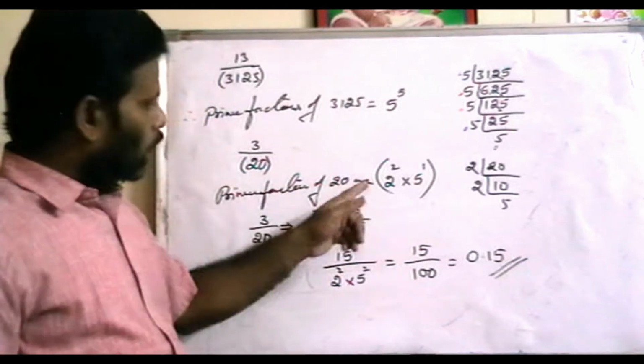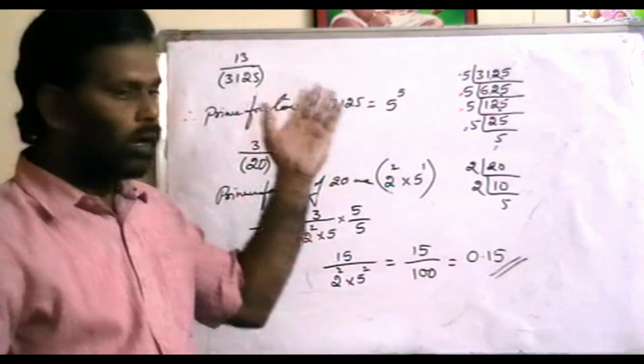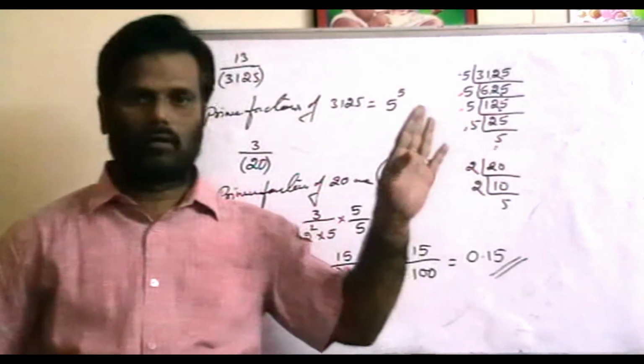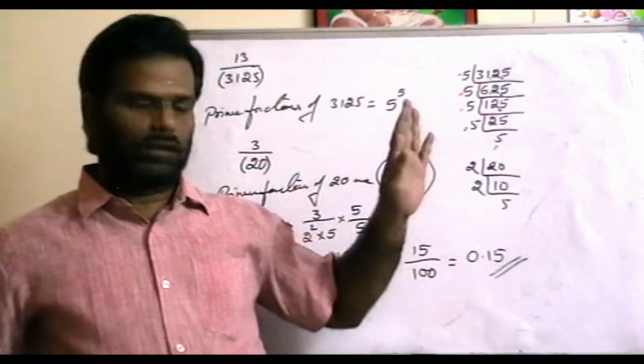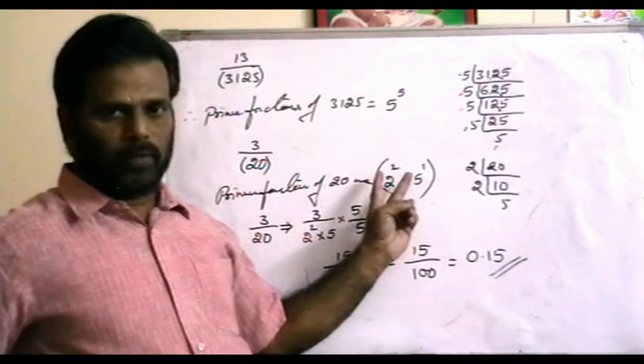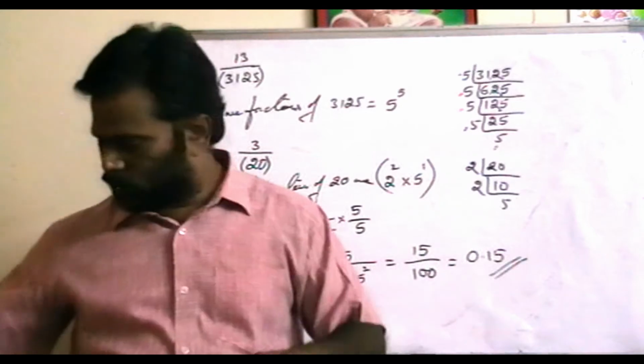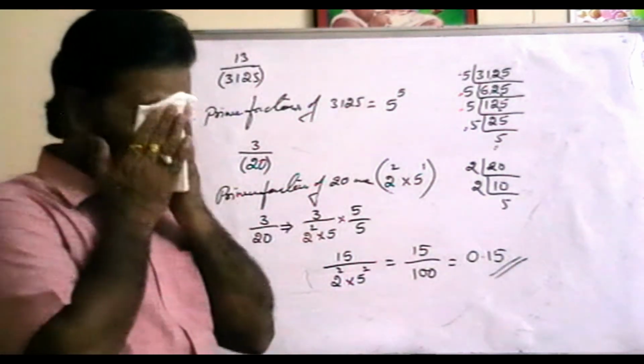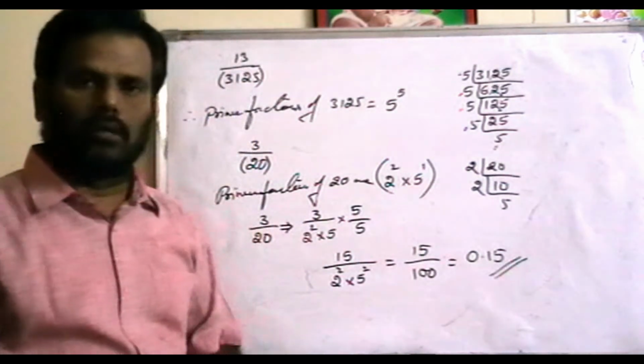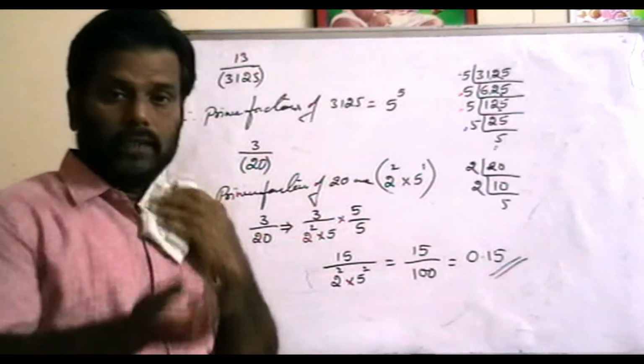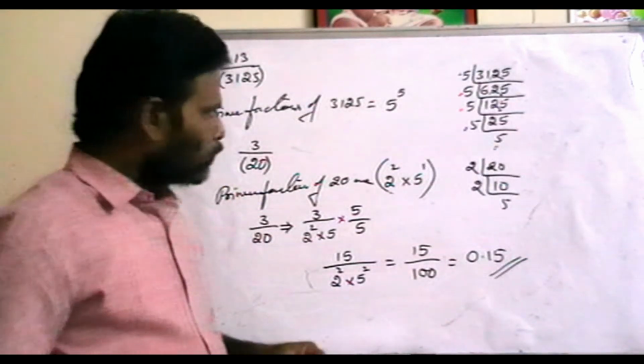If prime factors other than 2 and 5 are there, suppose prime factors like 3, 7, then it is a non-terminating recurring decimal. Right? Thank you.